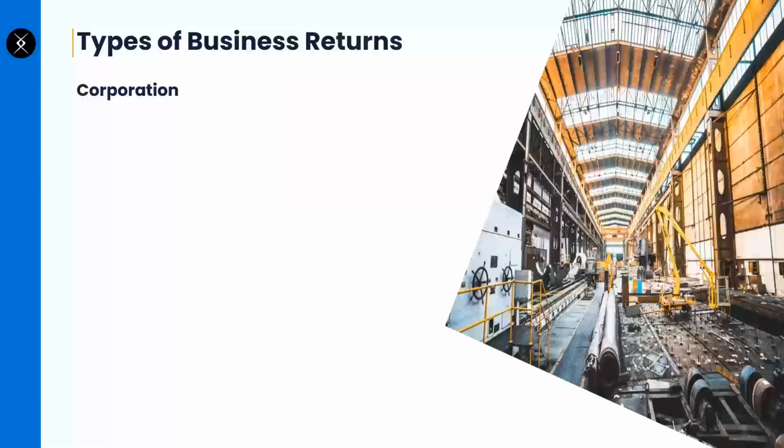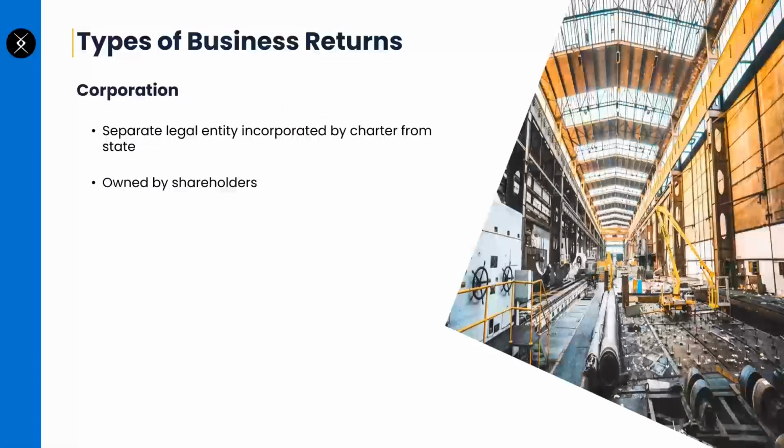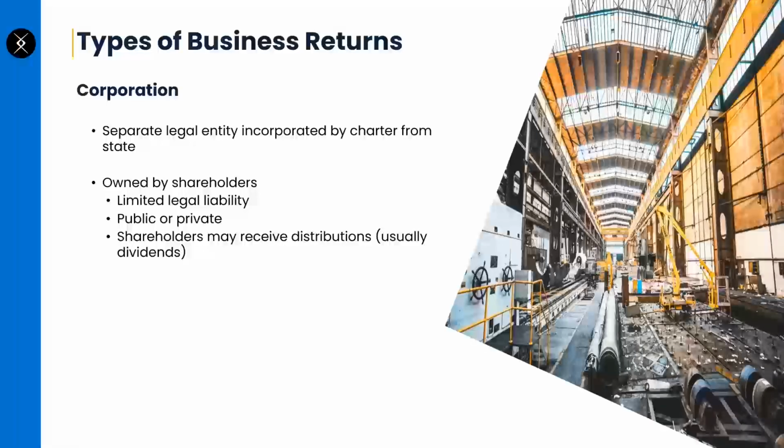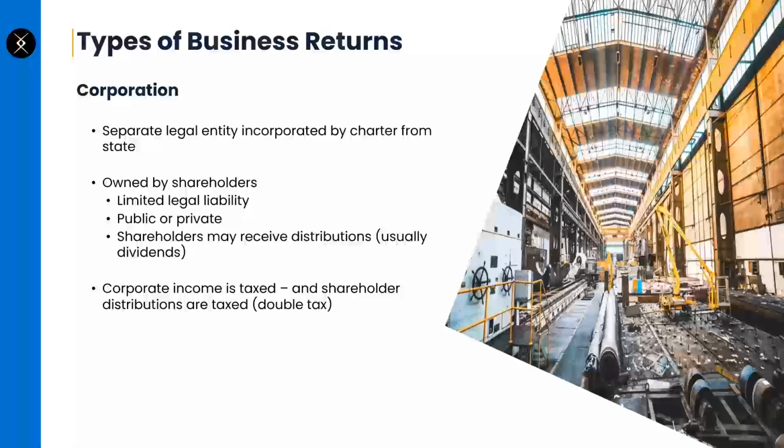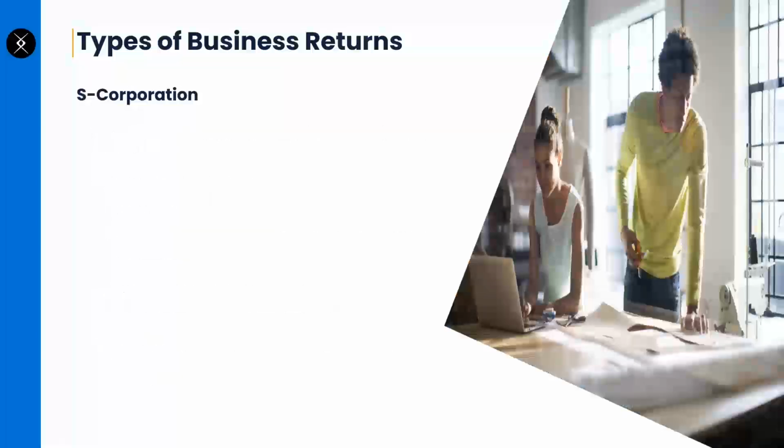The next return we're going to go over is the corporate return, which is the separate legal entity incorporated by charter from state, owned by shareholders, limited legal liability, public or private. Shareholders may receive distributions, usually dividends, and the corporate income is taxed, and shareholder distributions are taxed, so double taxed sometimes. This would be normally known as the Form 1120, and this return is due the 15th day of the fourth month of tax year, fiscal or calendar.